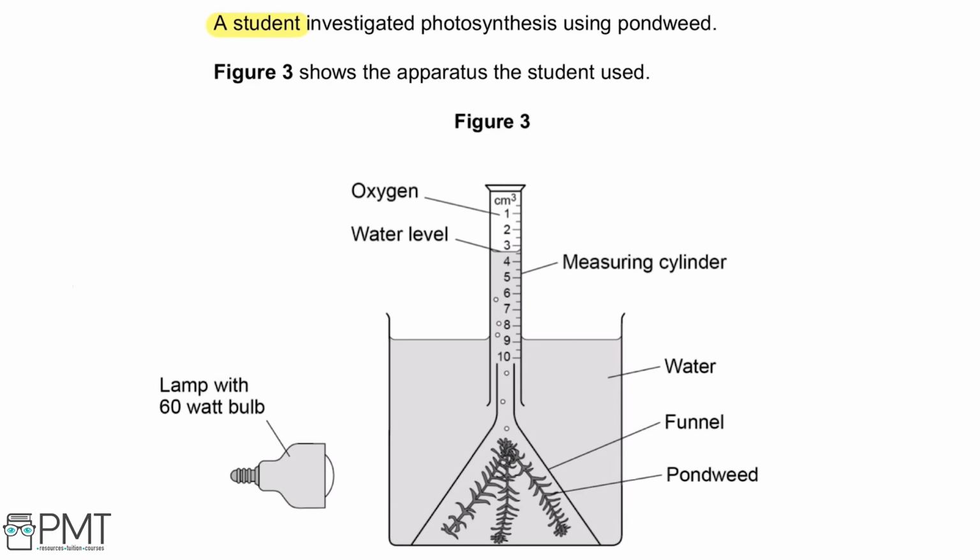A student investigated photosynthesis using pondweed. Figure 3 shows the apparatus that the student used. So here you've got figure 3, you've got some pondweed and it's situated in a beaker of water under a funnel, and the funnel is guiding up bubbles into a measuring cylinder. So those bits that are highlighted in yellow are the bubbles, and the measuring cylinder catches these and effectively measures the gas that is being produced by the pondweed.